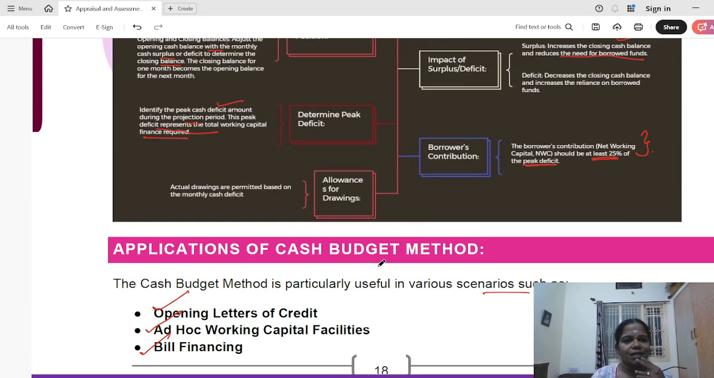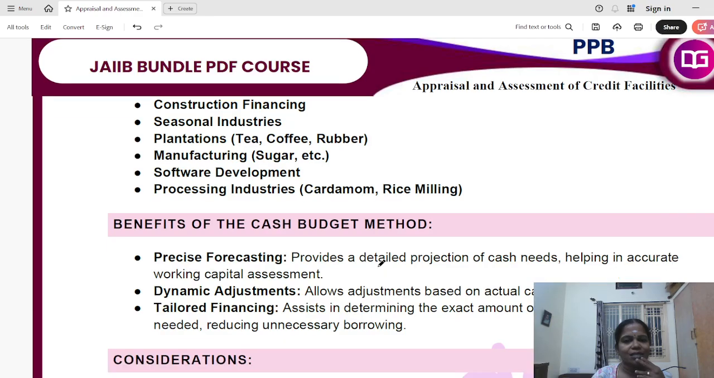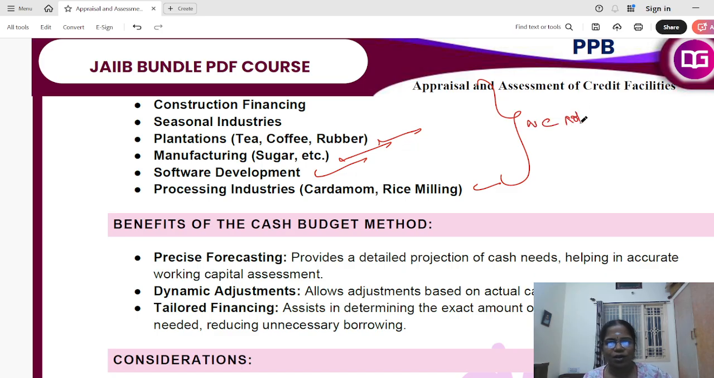Okay, then next they have to go with the bill financing, then construction financing. That is also one of the important cases, how they have to construct their financing. So they have to now look into this, that is construction financing. Then next one we can take on the seasonal industries like plantation, tea, coffee, rubber, manufacturing, sugar, software development, processing. So each and every business's working capital does not remain the same, not constant. It depends upon the various kinds of the business.